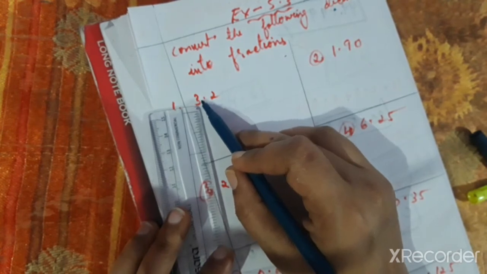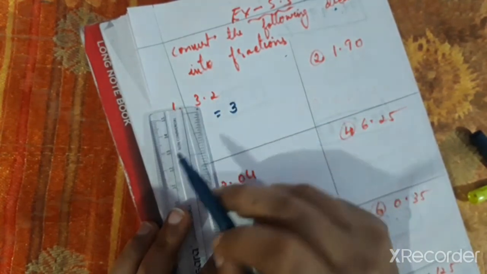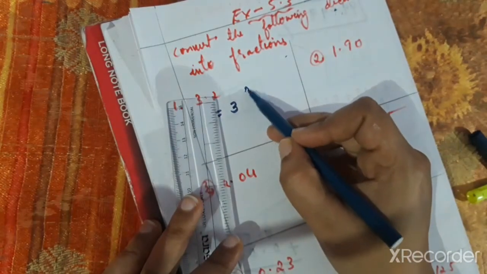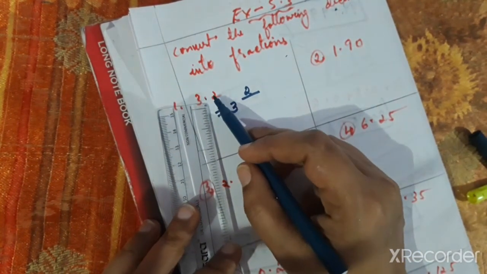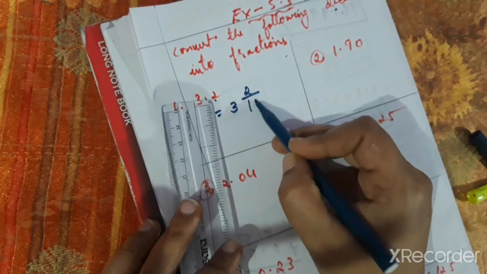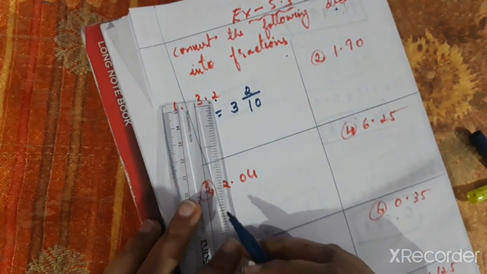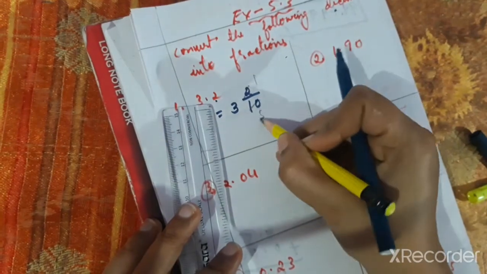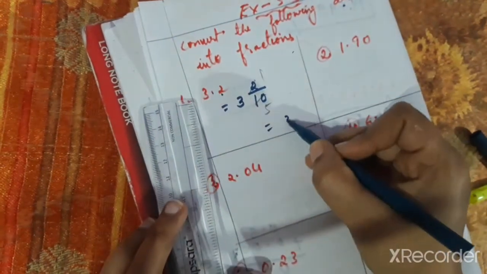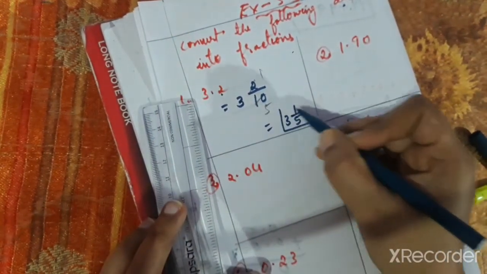See, 3 is the whole number in the mixed fraction. 2 is the numerator, the number after the decimal point. One number after the decimal point means tens, so the denominator is in 10 form. Then we can cancel. 2 ones are 2, 2 fives are 10. So the answer is 3 1 by 5.